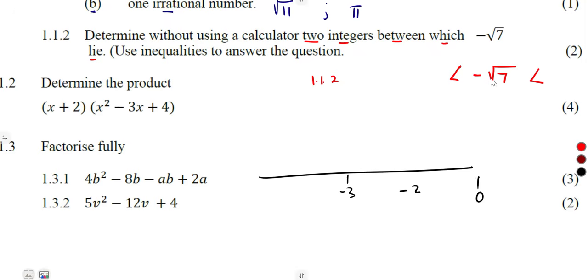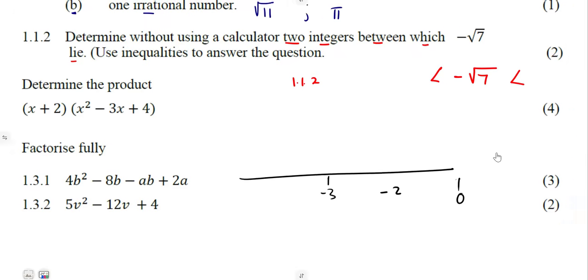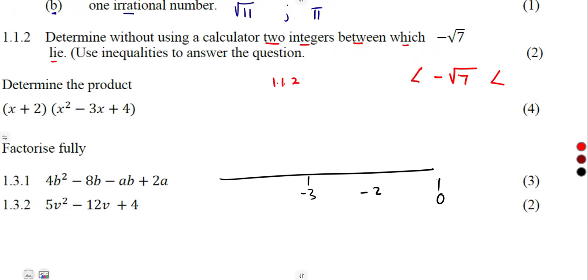So you must be careful, because the square root of 7 is not a perfect square. To obtain integers, you must have the square root of perfect squares. So we are going to look into the perfect squares that surround this 7.